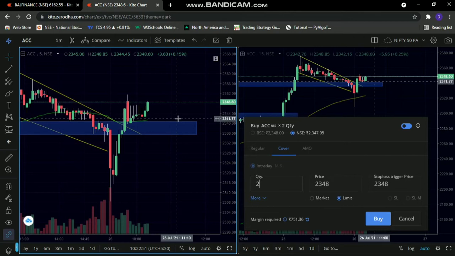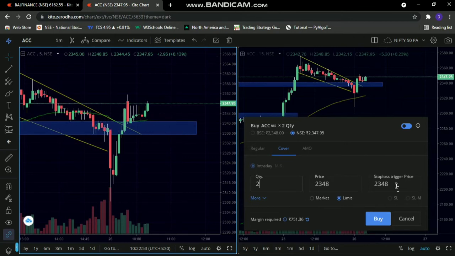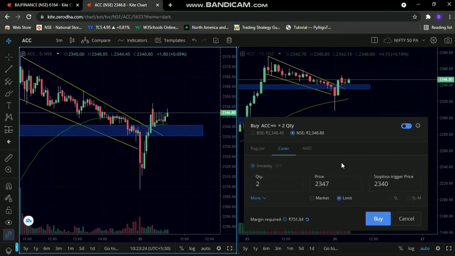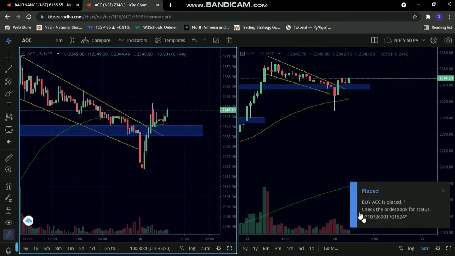So guys, this was a demand zone and it is moving up, so we will enter the trade by placing the stop loss below the 50 EMA, and we have placed our order. So let us see if it is executed or not.